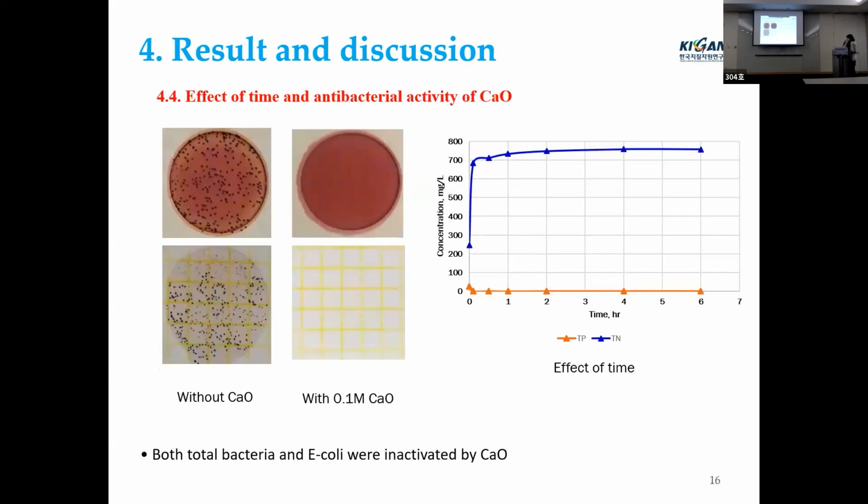And for the effect of time, we also studied the time. Within 5 minutes, after 5 minutes, it becomes constant. So we recover around 700 milligrams per liter of nitrogen. And as I told you earlier, the TP was 0 after 5 minutes. For the inactivation of the pathogens, both the bacteria and E. coli were inhibited by the calcium hydroxide.